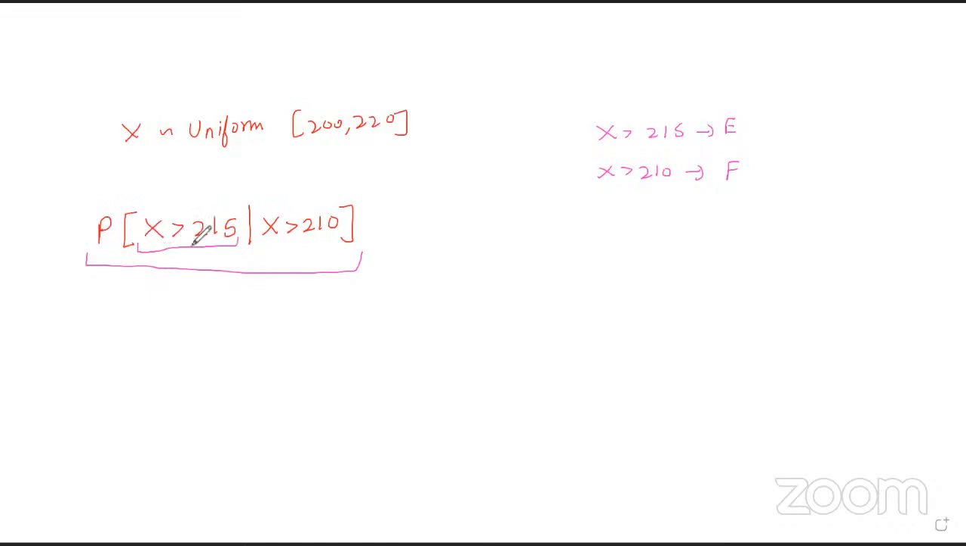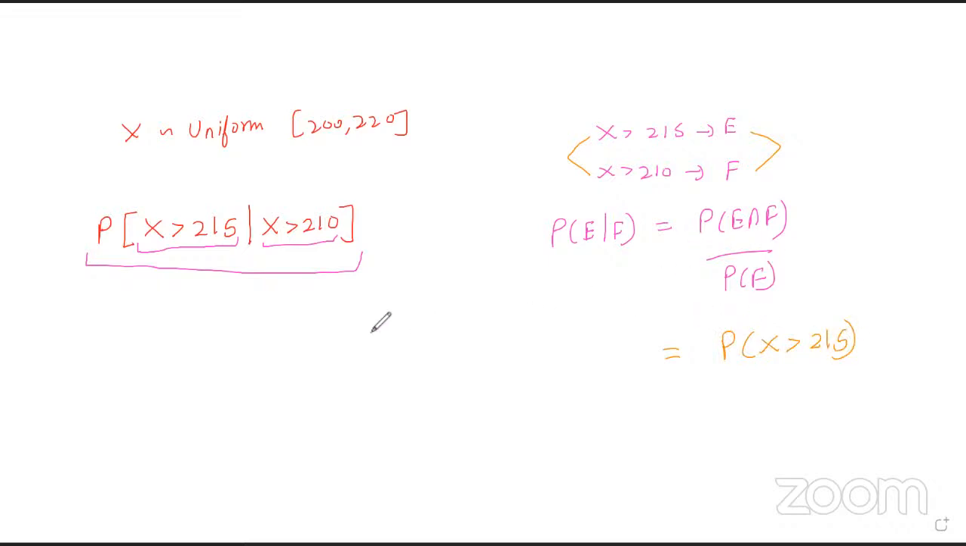So let's suppose this is your event E, this is your event F, and you need to find probability E given F. Recall from week 8, what is the formula for E given F? P of E intersection F upon P of F. Right? So what would E intersection F be? E intersection F means the common region between the two events, right? So what is the common region in these two events? It is x greater than 215. Greater than 215, right? Yes, sir.